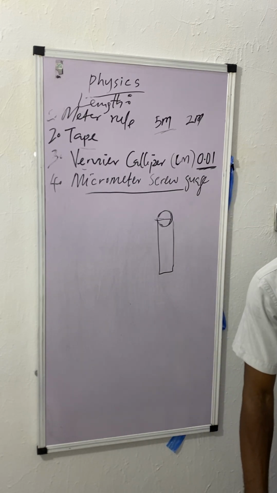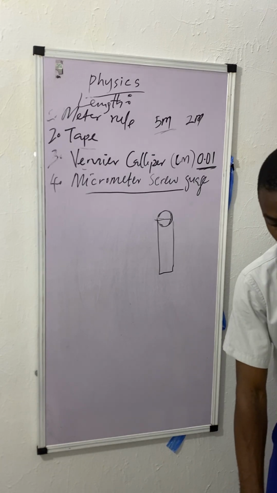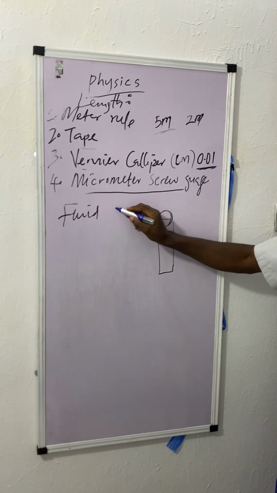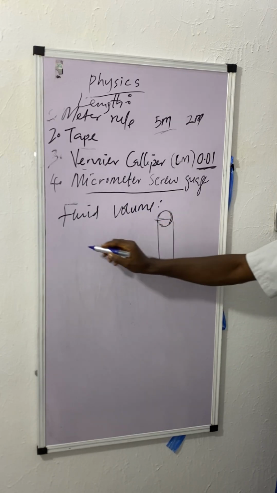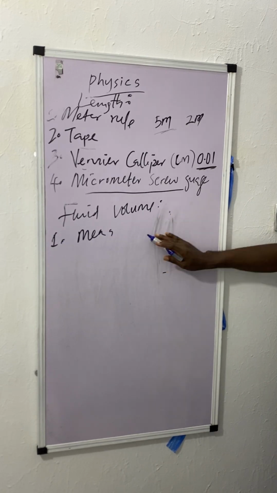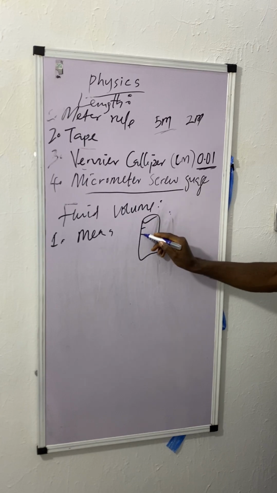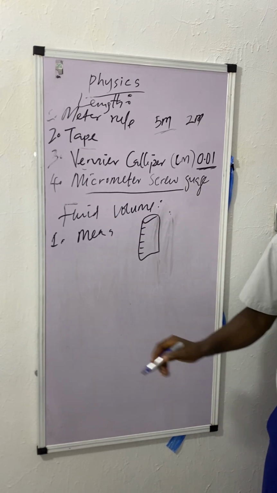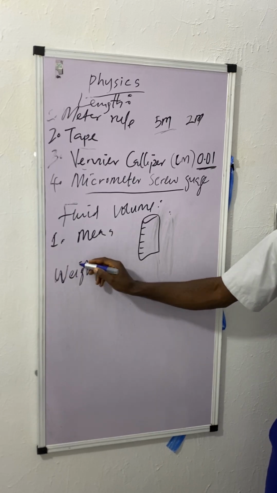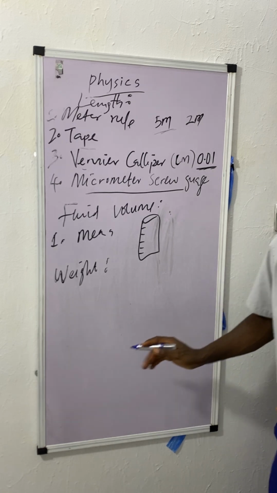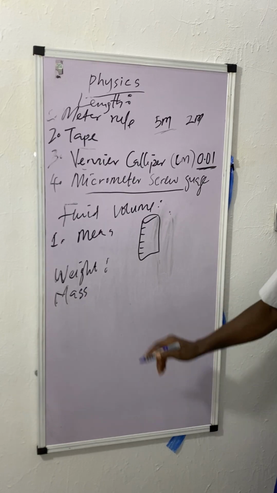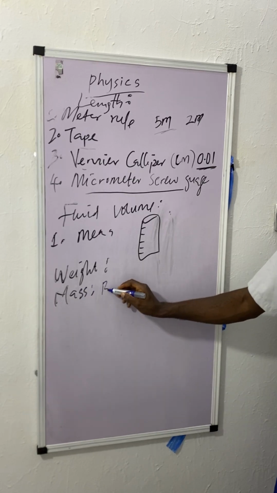All right, so measurement of fluid, we use what? We use measuring cylinder for fluid, or fluid volume. Then for weight, when measuring weight, what do we use? First of all, let's talk about mass before we look at weight. Measuring mass. All right, when we are measuring mass, we can use beam balance.